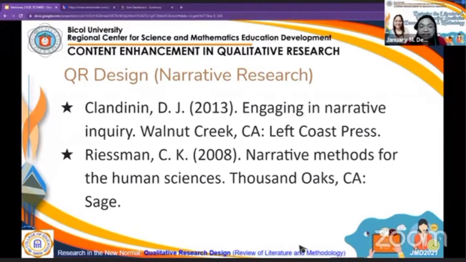If not, you can also read Riessman's book on narrative methods for the human sciences. She used cross-disciplinary exemplars alongside descriptions of 4 specific methods of narrative analysis: thematic analysis, structural analysis, dialogic and performance analysis, and visual analysis. You could check that. We also have other writers of narrative inquiry.